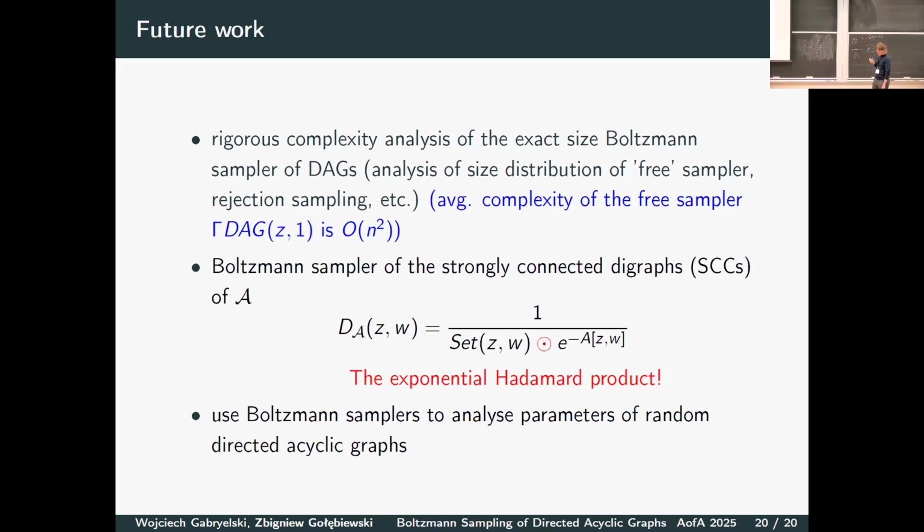And also the last thing that I want to mention is that Boltzmann samplers are also used in order to analyze some parameters of structures, and we hope that we can use those samplers to analyze some new parameters of directed acyclic graphs. Thank you. That's all.